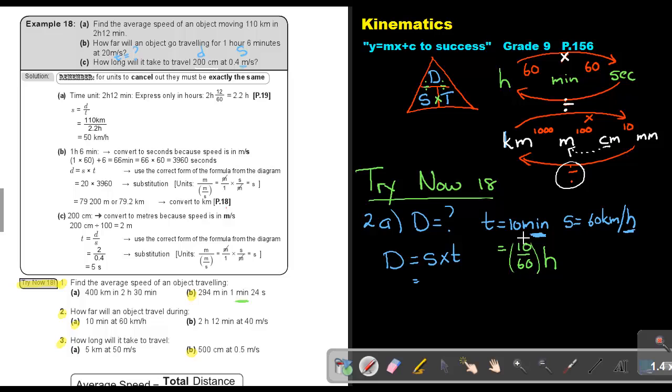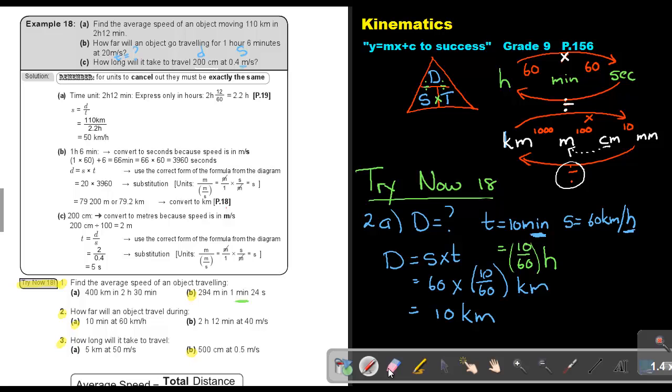If you press your calculator, 10 divided by 60 is 0.1666, but don't approximate. Rather just leave it like this. So the distance will be 60 times 10 over 60. Just leave it like that. Because this is hours, the hours cancel out and it will just be in kilometers. The 60s will cancel out, so it will just be 10 kilometers. And that will be your final answer.